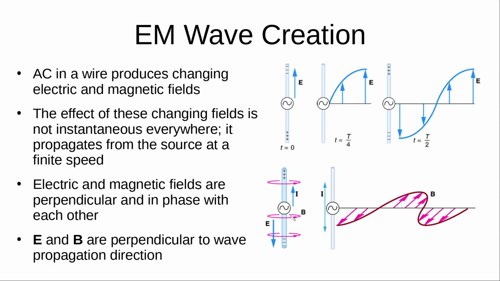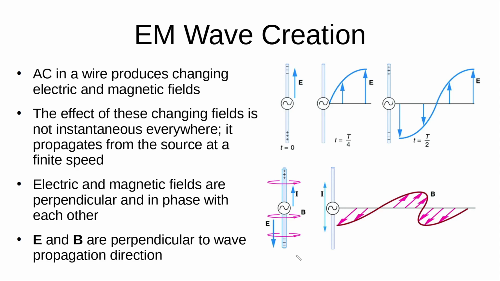Just because of the way magnetic and electric fields are produced, we can see that these fields have to be perpendicular to each other. The electric field is going to oscillate up and down because the charges are moving from one end of the wire to the other. But the magnetic field is going to circulate around the wire and be perpendicular to the electric field. Also, when the current is maximum, you're going to get a maximum electric field. That's also when you're going to get maximum magnetic field. So the electric field oscillation and the magnetic field oscillation will be in phase with each other.